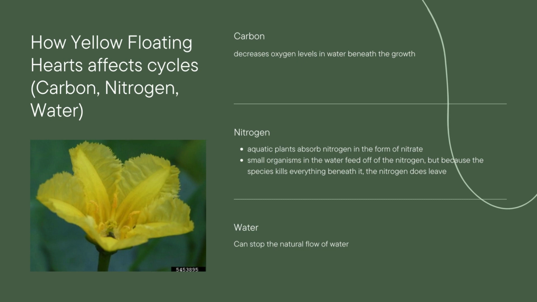How the yellow floating heart affects the cycles. It affects the carbon cycle by decreasing oxygen levels in water beneath the plant growth. It affects the nitrogen cycle because aquatic plants absorb nitrogen in the form of nitrate, and small organisms in the water feed off of the nitrogen, but because the species kills everything beneath it, the nitrogen does leave. It affects the water cycle by stopping the natural flow of water.